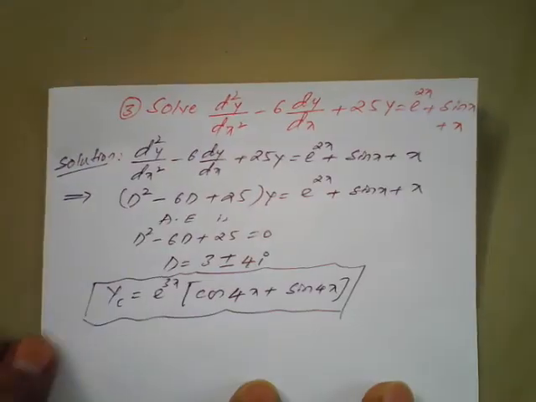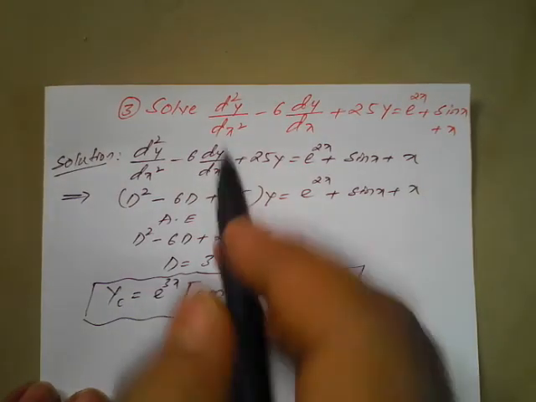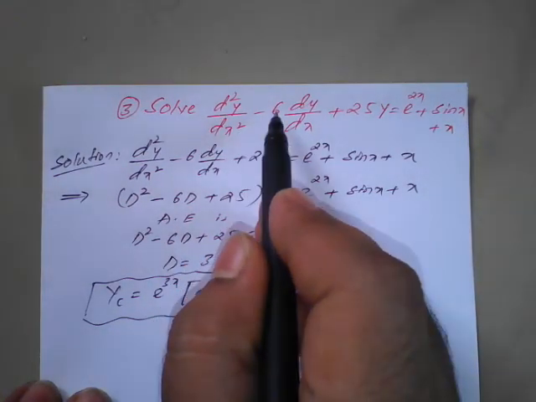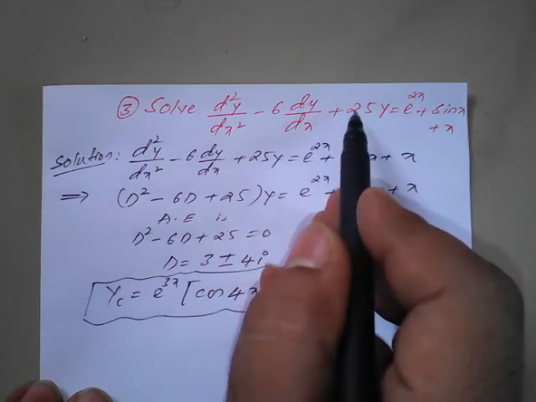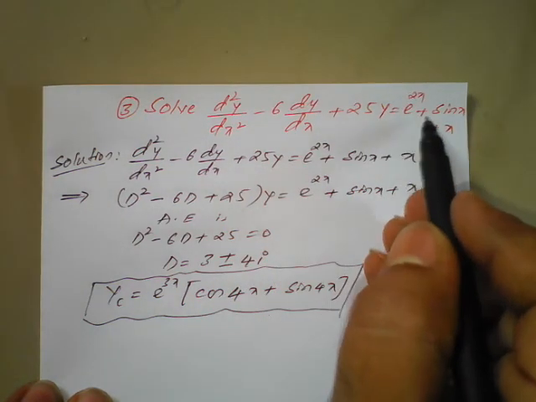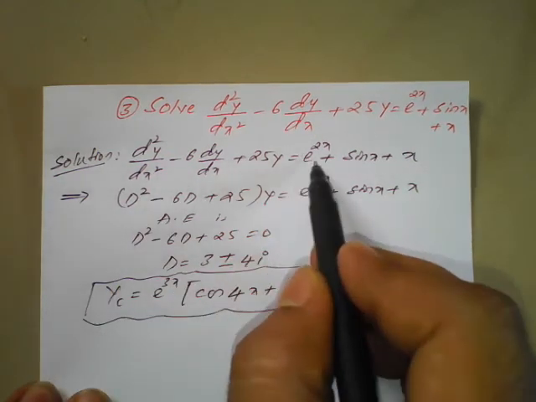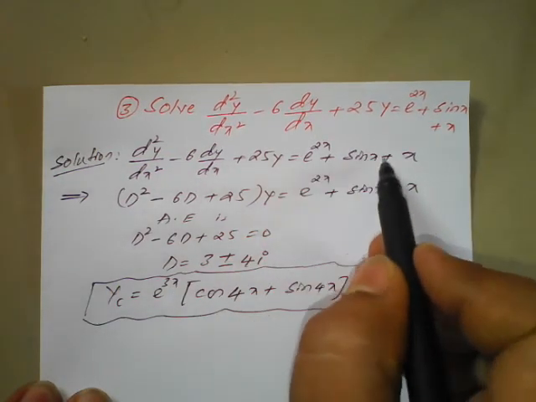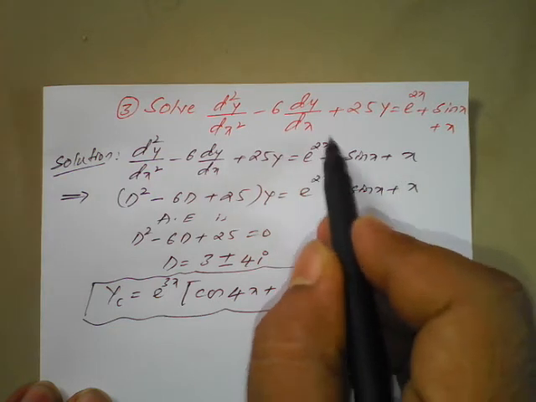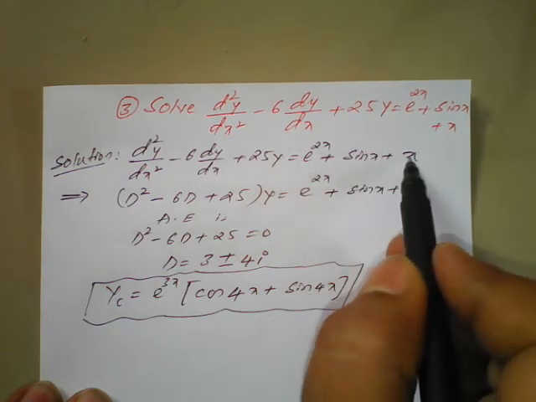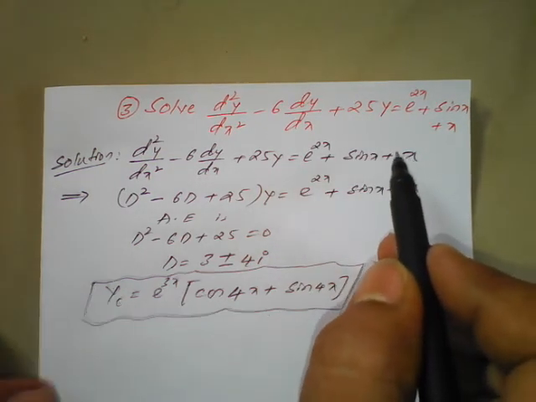Next example, see, in this mixed type, solve d square y upon dx square minus 6 times dy by dx plus 25 times y is equal to e raised to 2x plus sin x plus x. Just see, I have rewritten this equation. So the right hand side is e raised to 2x plus sin x plus x. Means e raised to 2x is type 1, sin x is type 2, x is what here, type 3. We will go one by one.